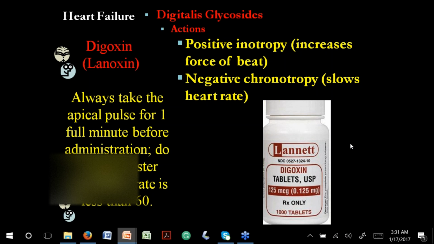So you need to check the apical pulse. What is the apical pulse? It's in the 5th intercostal space on the left side of the chest. You put the stethoscope and check for 1 full minute, 60 seconds, the pulse of the patient. That is in order to detect more accurately if the pulse is less than 60. If the pulse is less than 60 beats per minute, you need to stop the medication.